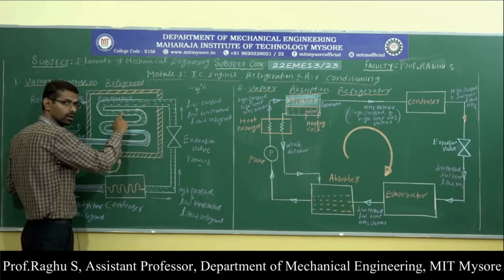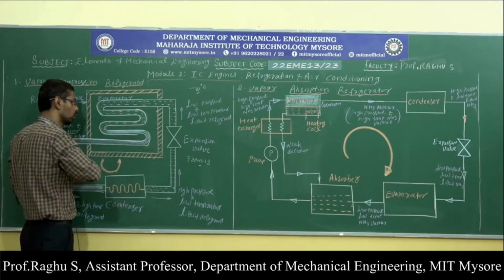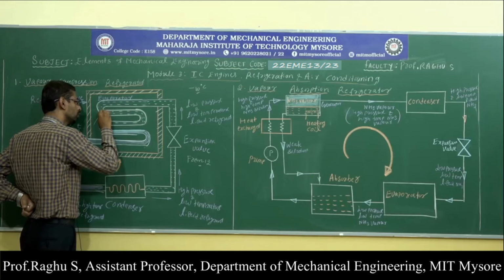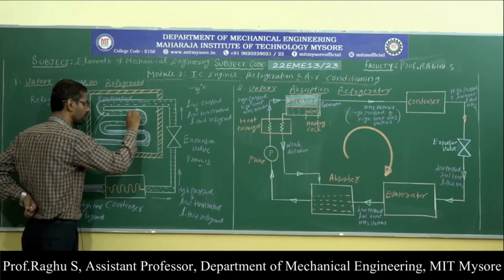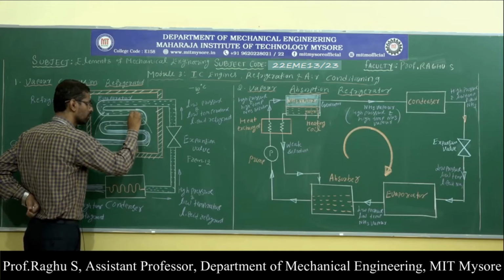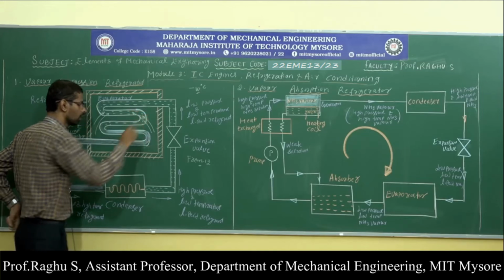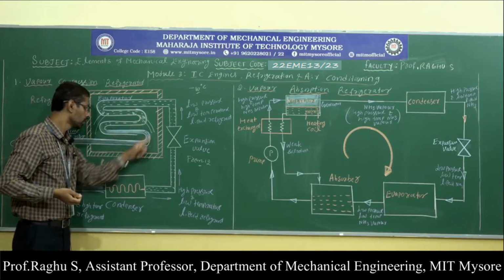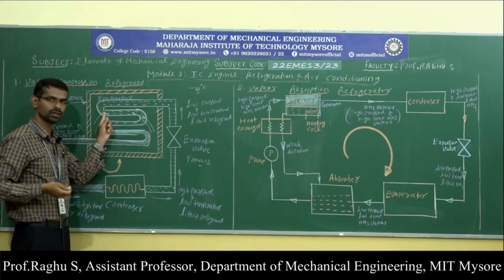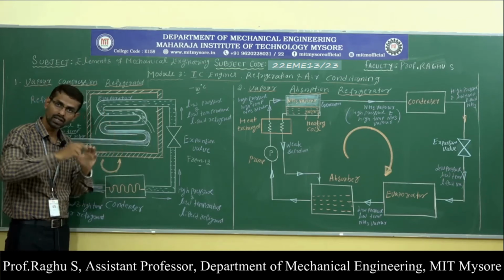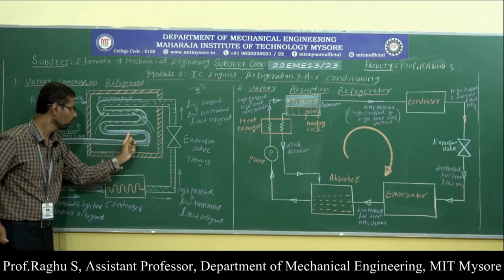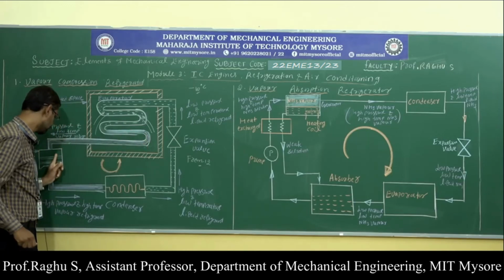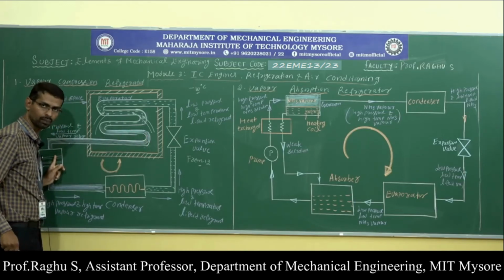Now the cold liquid flows into the evaporator tube. This cold liquid absorbs heat from the refrigerated space, and due to heat absorption, the liquid gets converted into vapor form. Now the vapor again enters into the compressor and the cycle gets repeated.